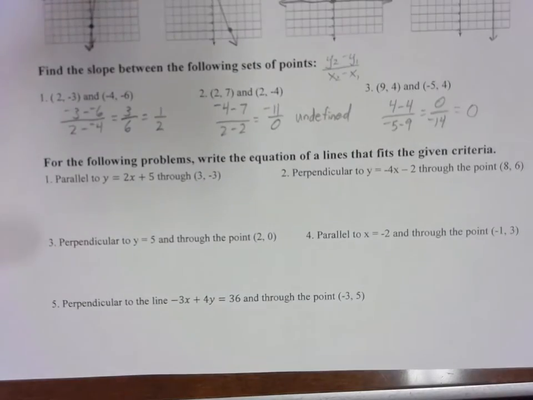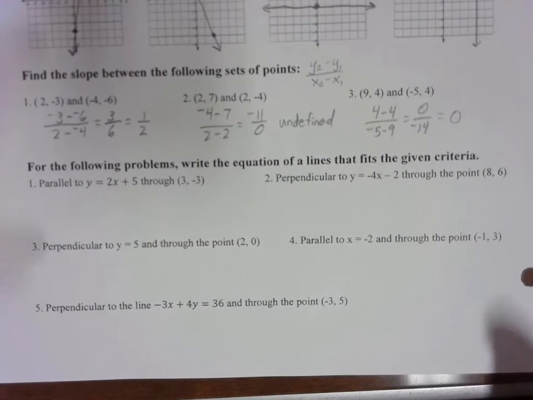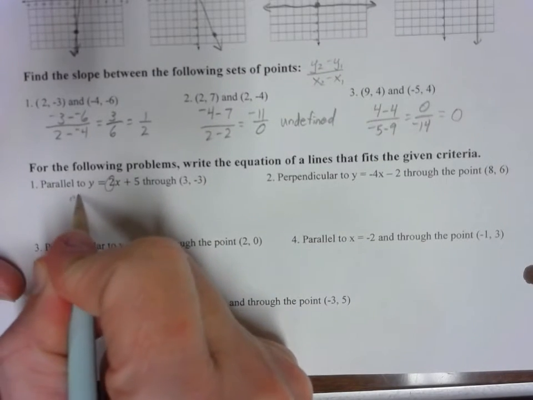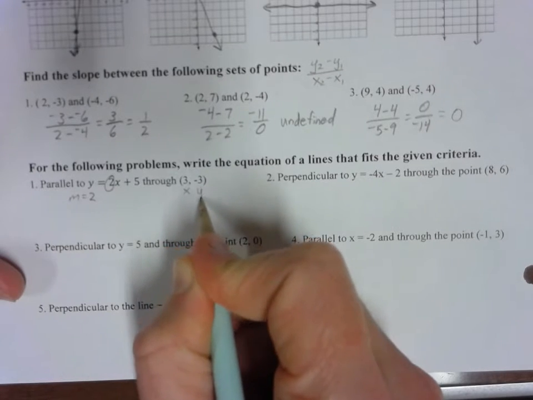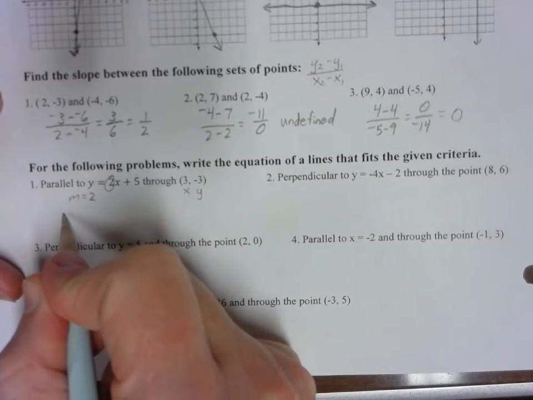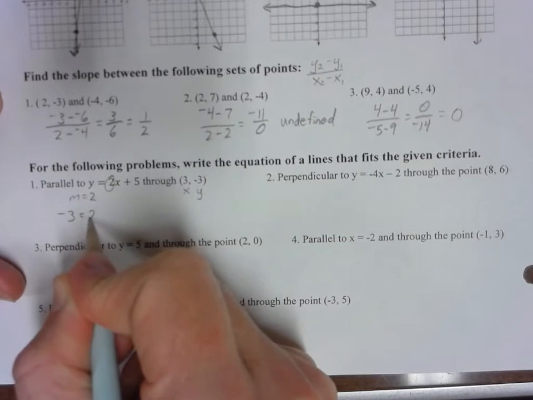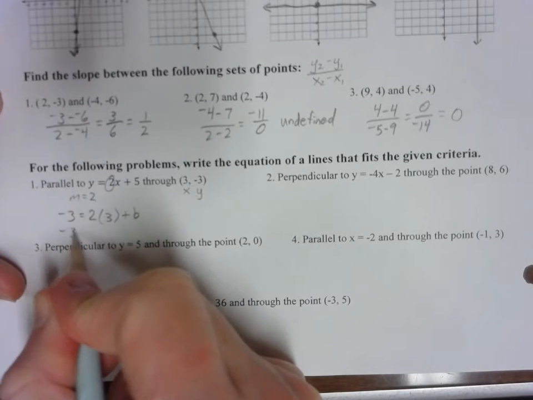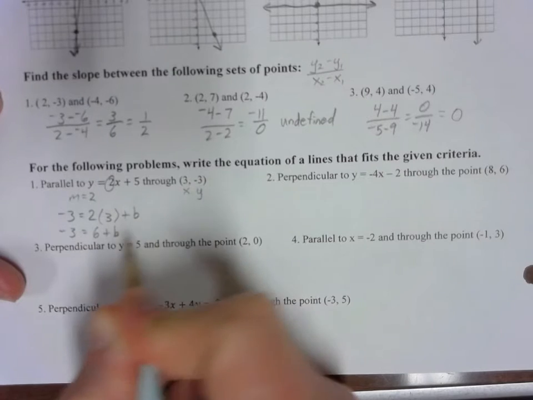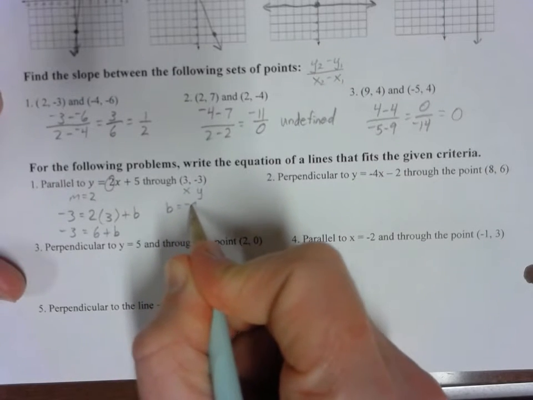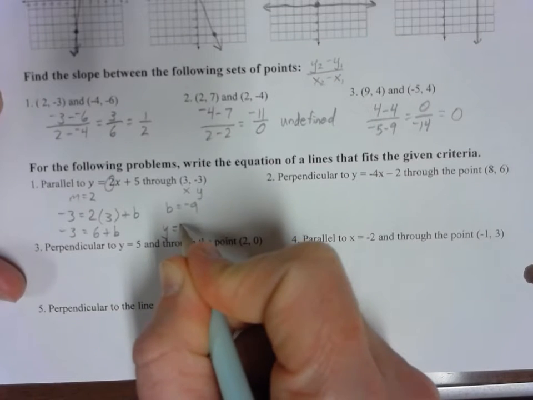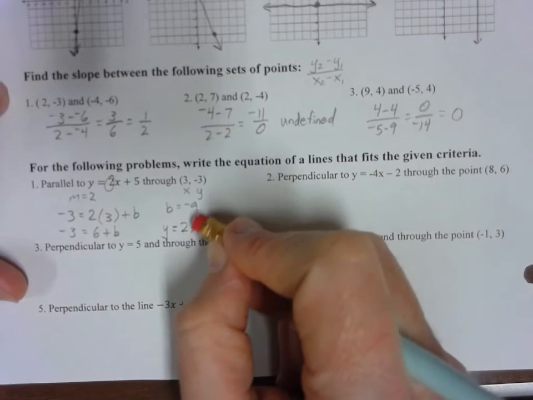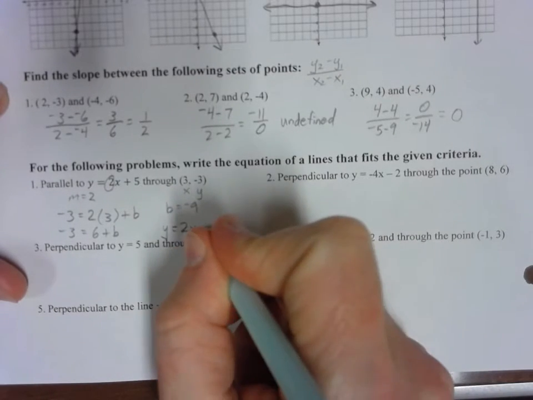And last problems, last section, parallel to y equals 2x, so I want a slope of 2, and I have my point 3, -3, therefore y is -3, when m is 2, x is 3, solve for b. So I gotta multiply 2 times 3 first, then subtract 6 to find b is -9. So my equation uses the same slope, y equals 2x plus -9, or 2x minus 9.